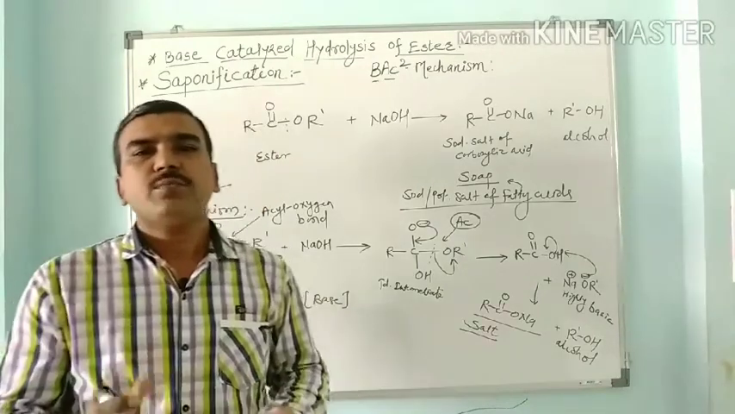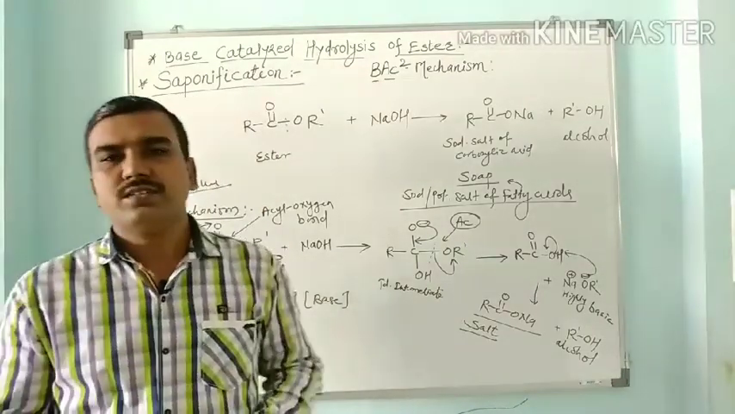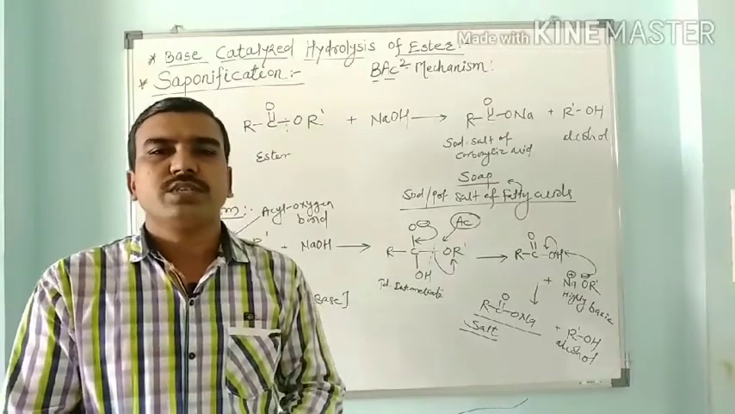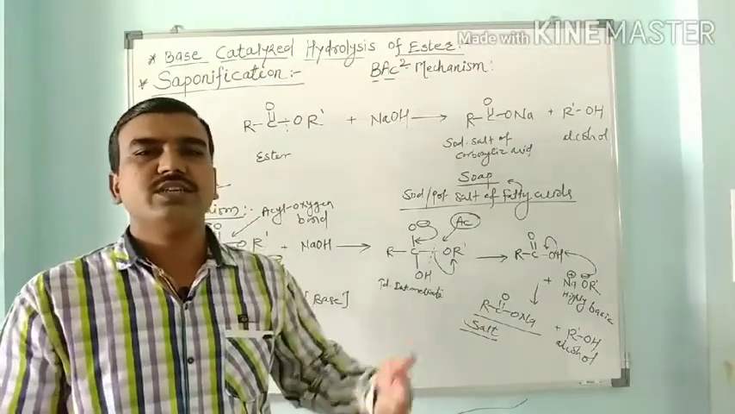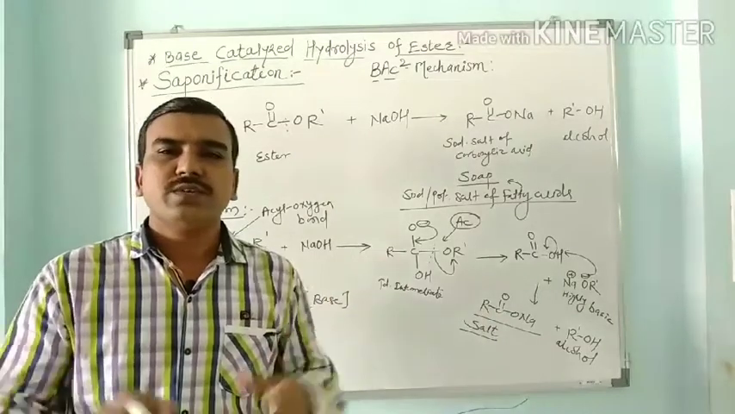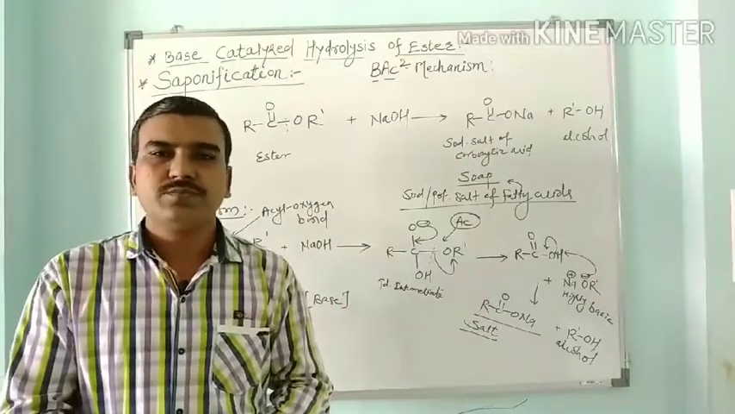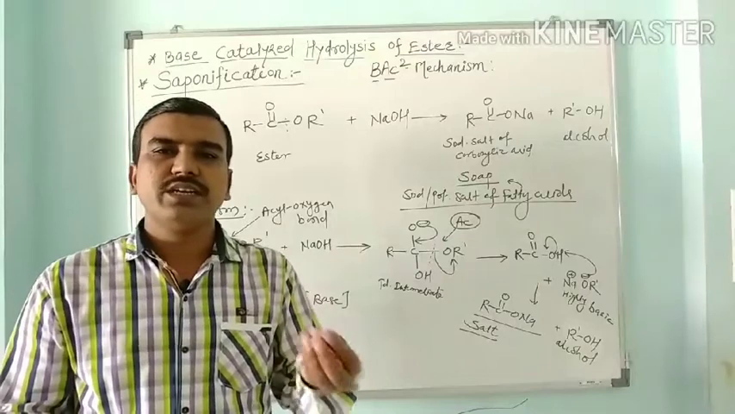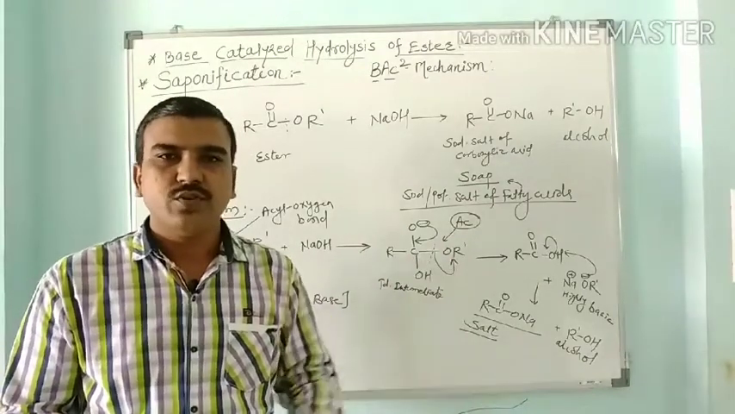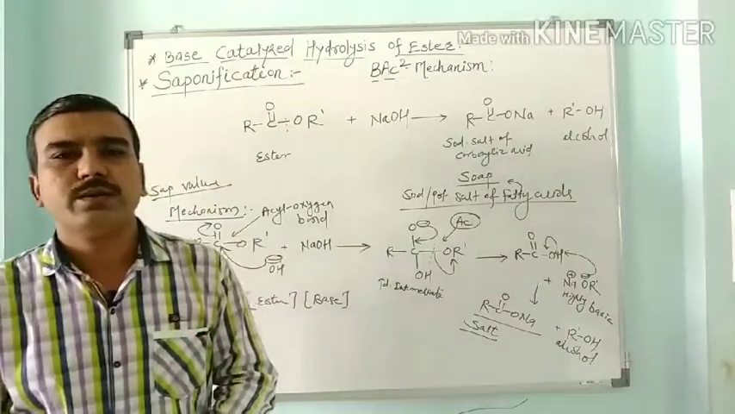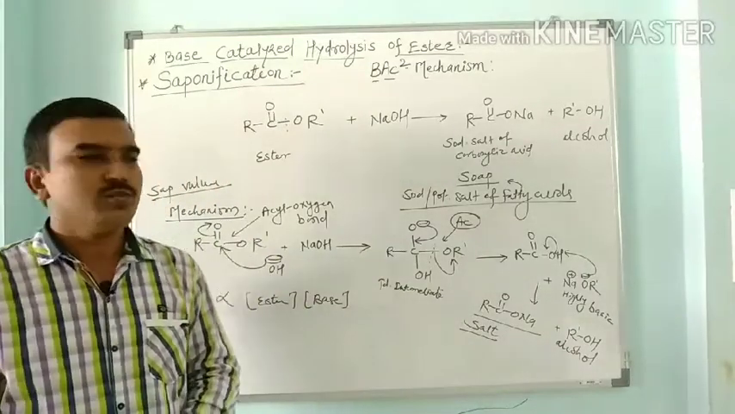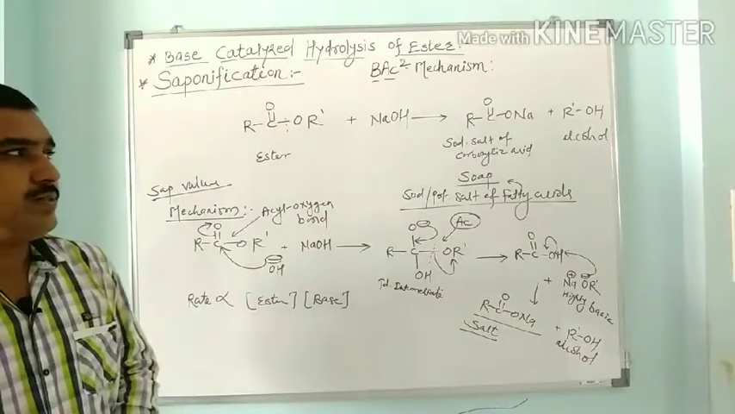Saponification. The sap value of different esters is different. For example, castor oil has a sap value of around 175 to 190. So different oils have different sap values because they require different milligrams of KOH for the saponification of 1 gram of oil or 1 gram of fat. So this is the mechanism we have discussed.